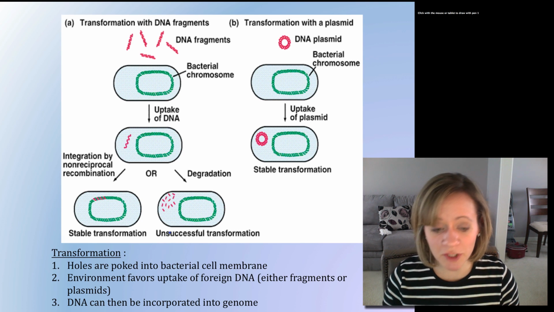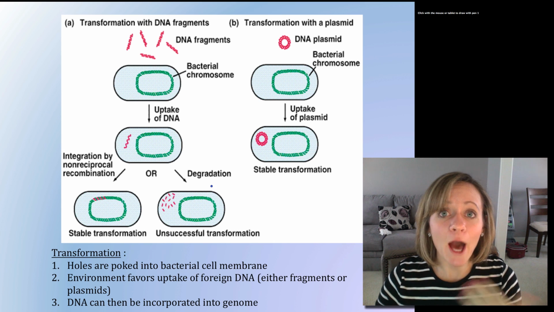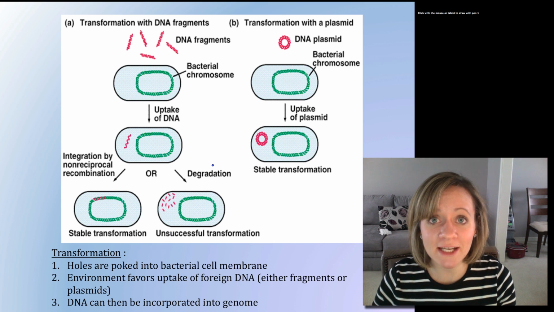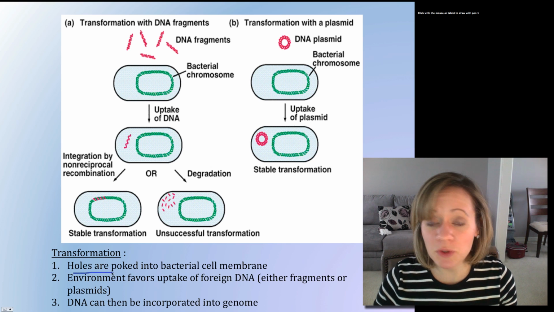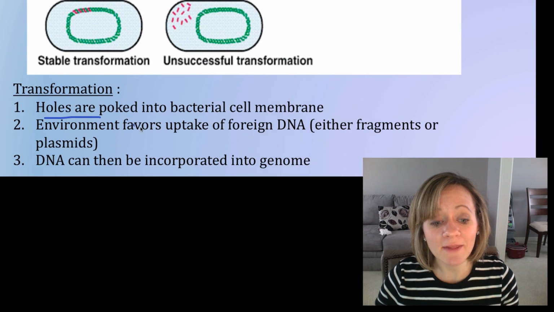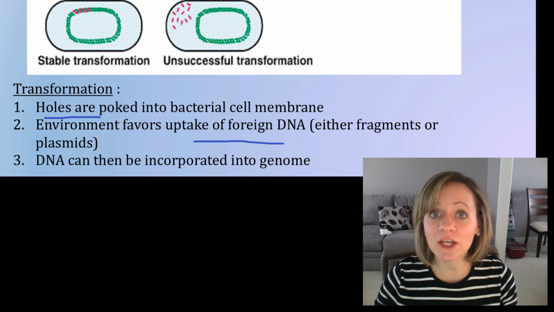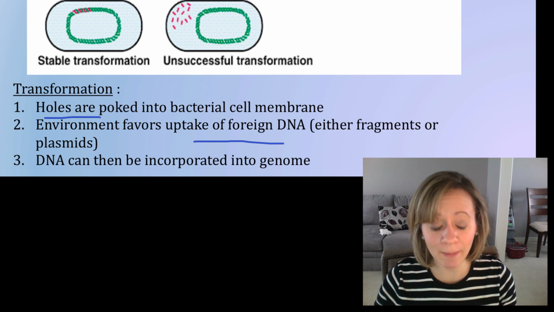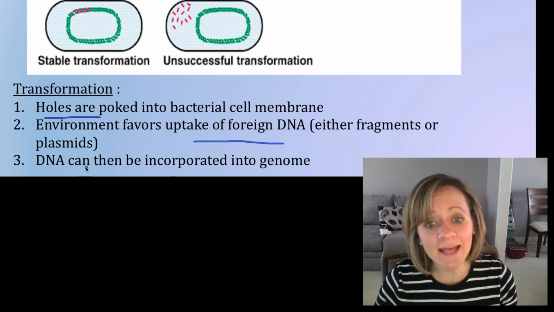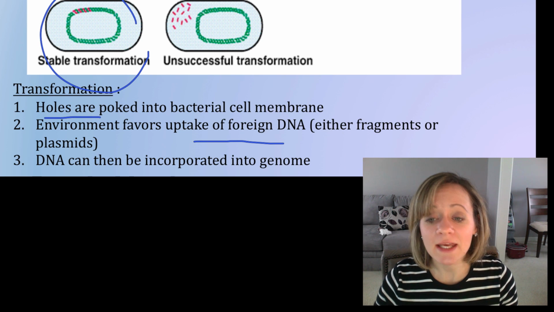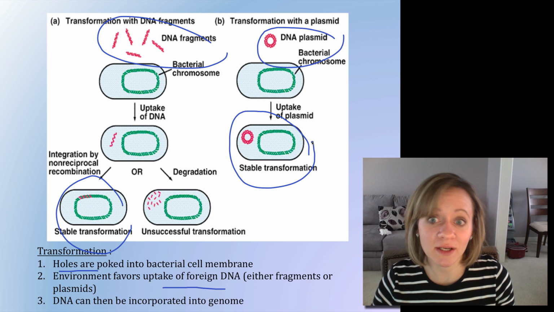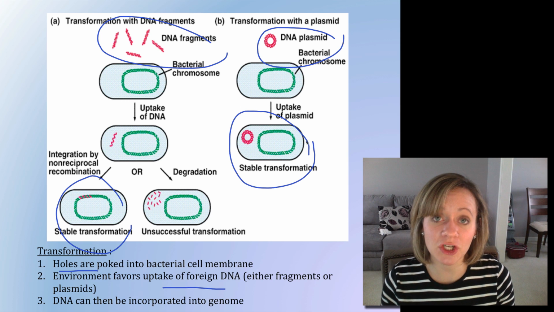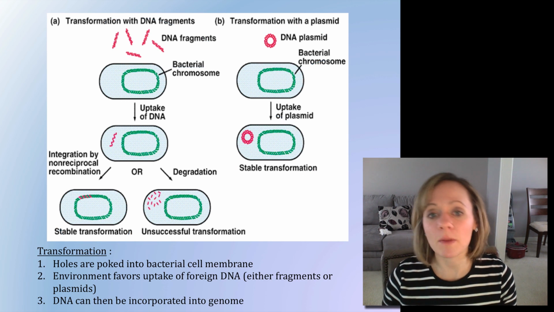So the first is transformation. This is simply the uptake of naked foreign DNA from the environment by a bacterial cell. We have to first poke some holes in that bacterial cell, and then it's going to take up this foreign DNA. It could be fragments, or it could take up a plasmid, and then that DNA can be incorporated into the genome, or that plasmid can just be stably incorporated into the cell. So that's transformation, uptake of foreign DNA from the environment.